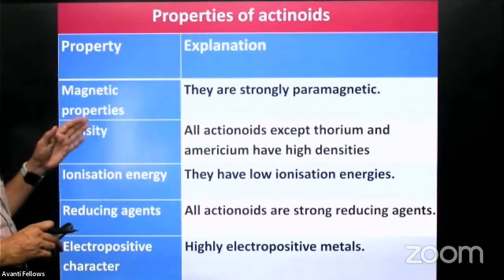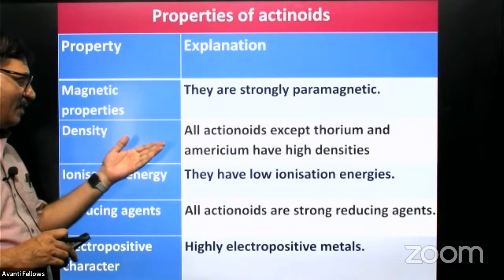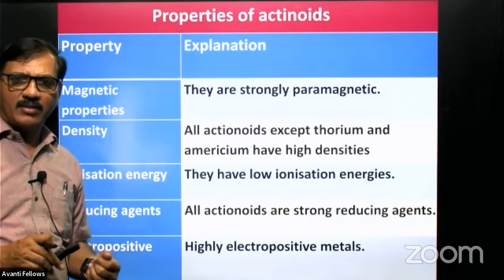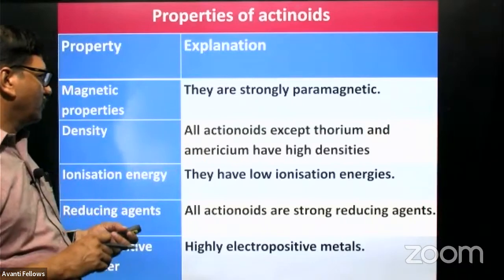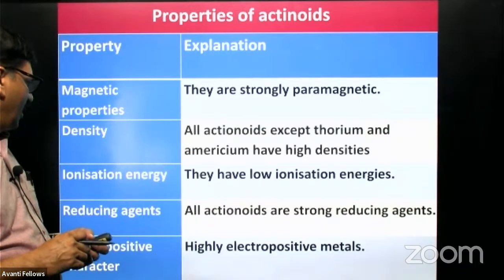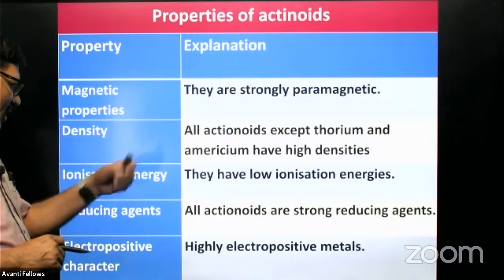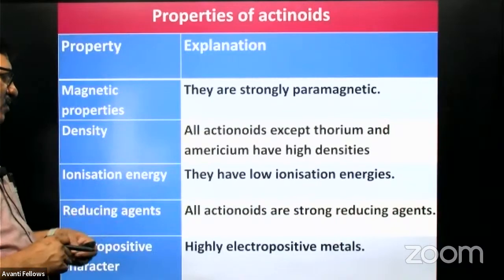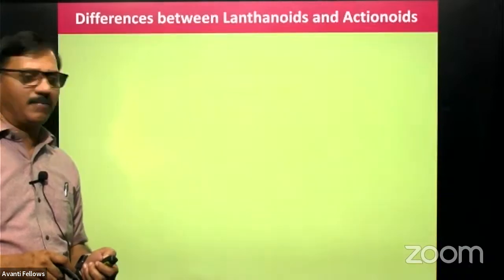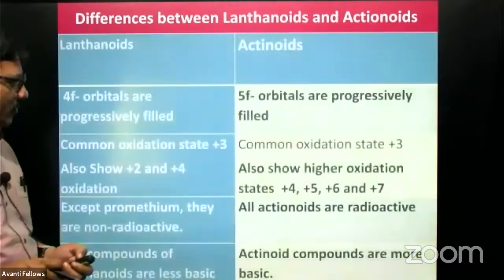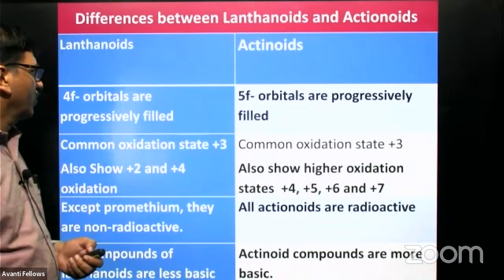They show magnetic properties; they are strongly paramagnetic. They are dense metals, with high density like metals. They have low ionization energies, which means they are good metals. Actinoids are strong reducing agents, and they are highly electropositive elements, the same way as the lanthanoids.